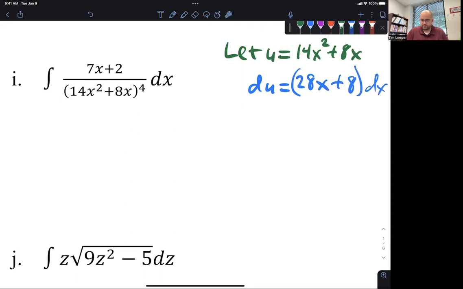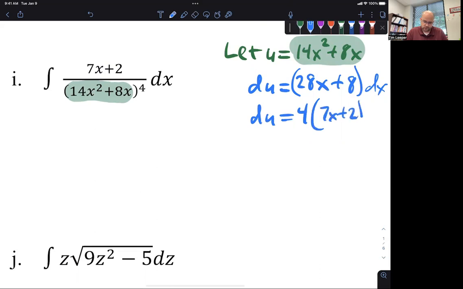Now, notice what we've done. We have 14x squared plus 8x. That's already right there. Wonderful. So that's our u. That'll be u to the 4th power in the denominator. But up here, 7x plus 2 is not the same thing as 28x plus 8. Notice that if I factor out a common factor there, the common factor would be 4. So if I factor out the 4, that gives me du is equal to 4 times (7x plus 2) dx.